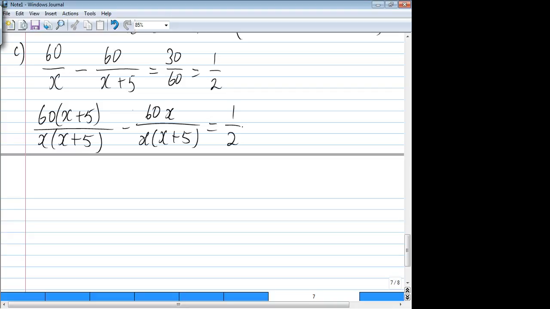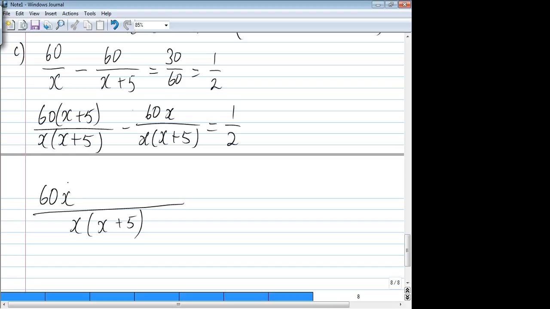And we combine the two fractions on the left hand side. So one big fraction, x times x plus 5, numerator, I'm going to just expand straight away. 60x plus 300 minus 60x again, and this is equal to half.